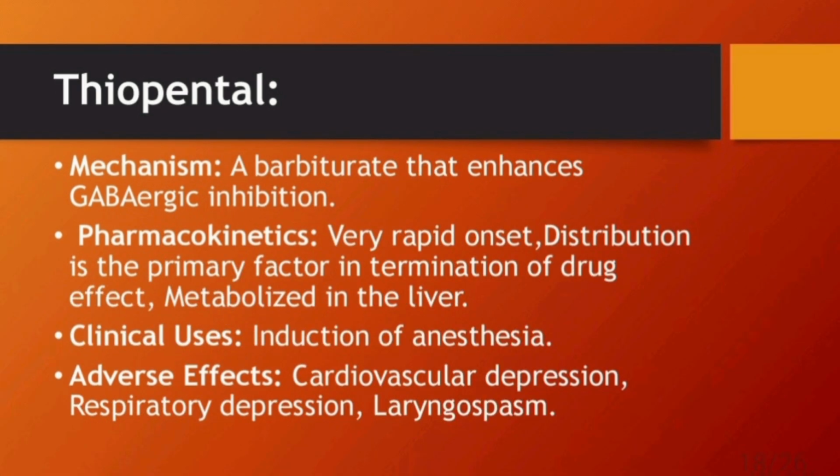Thiopental. Mechanism: a barbiturate that enhances GABAergic inhibition. Pharmacokinetics: a very rapid onset, distribution is the primary factor in the termination of drug effect, metabolized in the liver. Then clinical uses: induction of anesthesia. Adverse effects: cardiovascular depression, respiratory depression and laryngospasm.